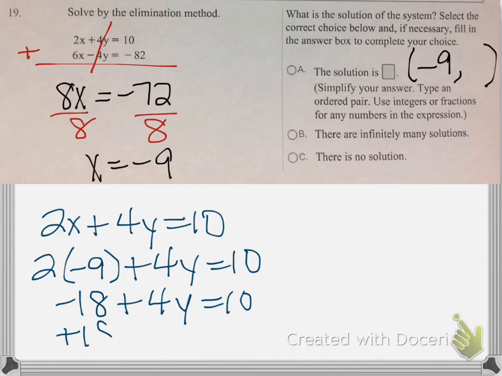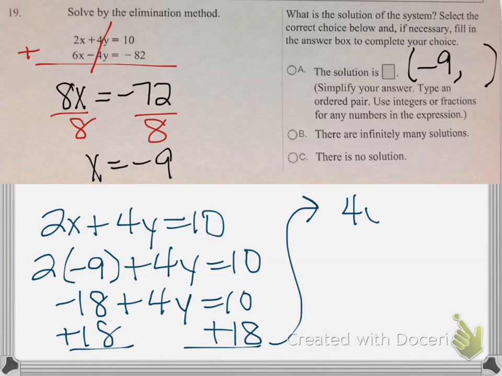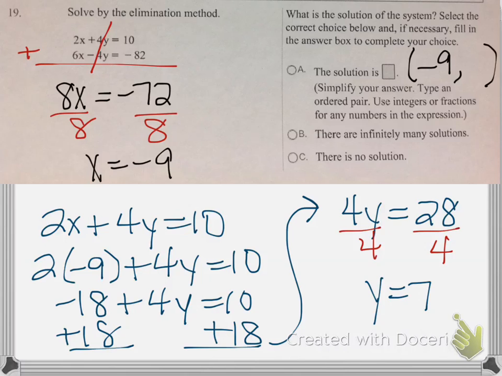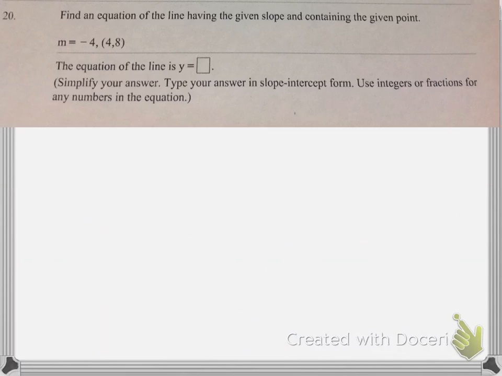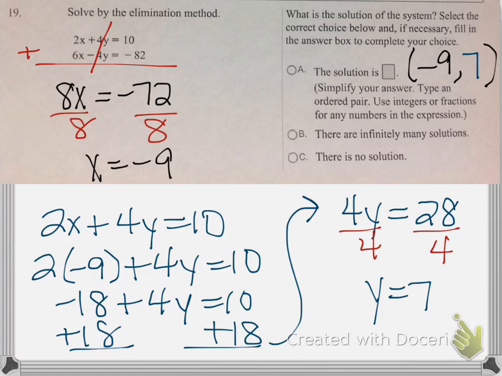You guys might be able to solve this faster than me. We've done so many of these. y equals 7. So we have negative 9, 7. So there's my answer, negative 9, 7. This one we didn't have to do any multiplication on. We were able to just start off right with elimination.